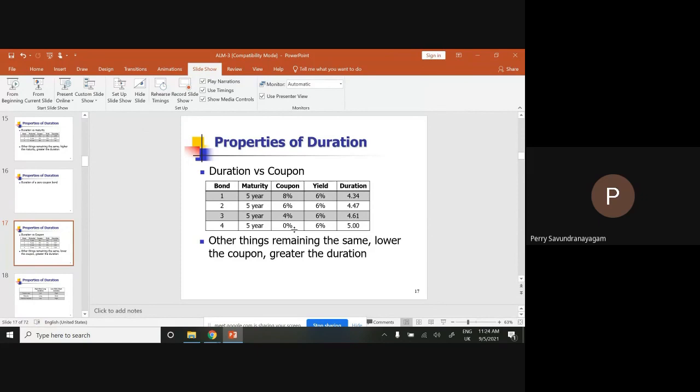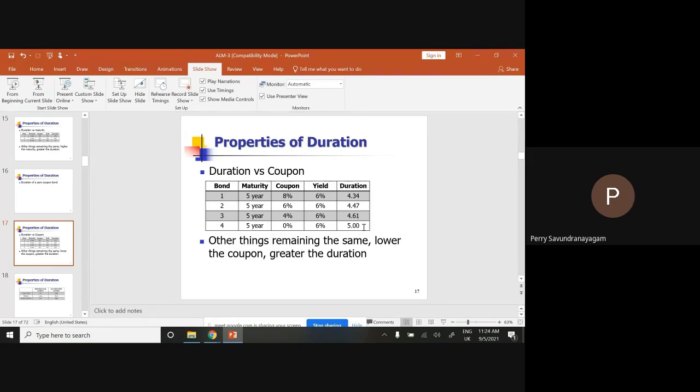If I tell you the zero coupon bond and the yield is slightly different, maybe the yield has now gone to 8% or something like that, right? And the duration is 4.34, but it's a 5-year zero coupon with a higher yield, but the duration is the same. Then can I tell you that the duration is the same for each bond?